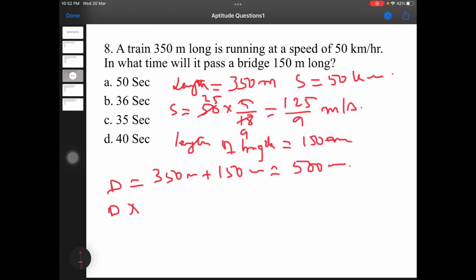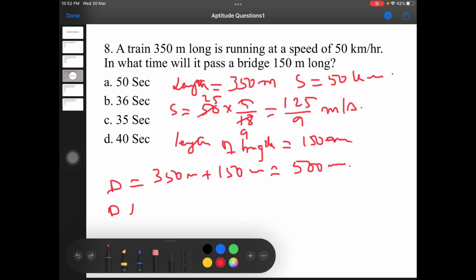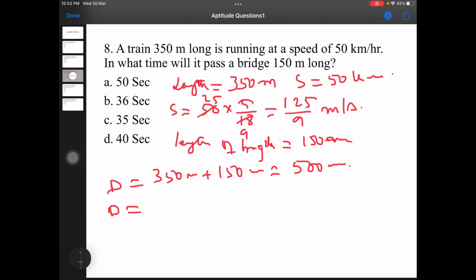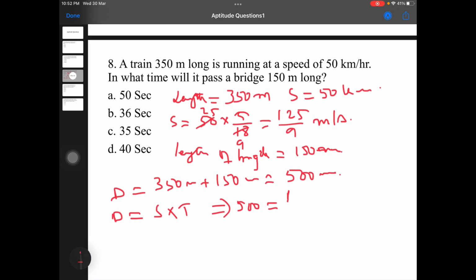So we know the formula. Distance is equal to speed multiplied by time. So from here it follows distance is 500 meter, which is the total distance traveled by the train, is equal to the speed we already calculated in meter per second, which is 125 by 9 multiplied by time.